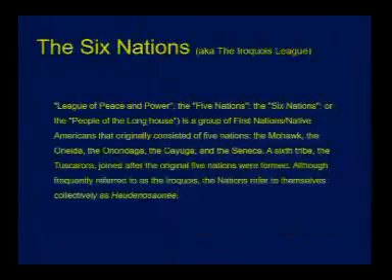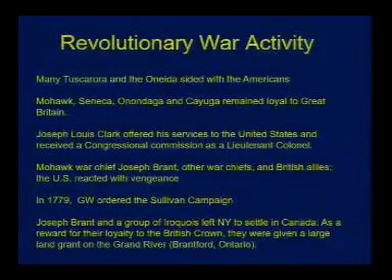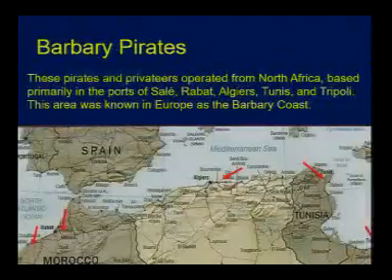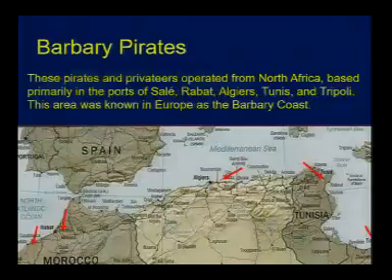Northwest Indian Wars you can talk about, nothing worked trying to deal with it. Barbary pirates, that's where they were located.